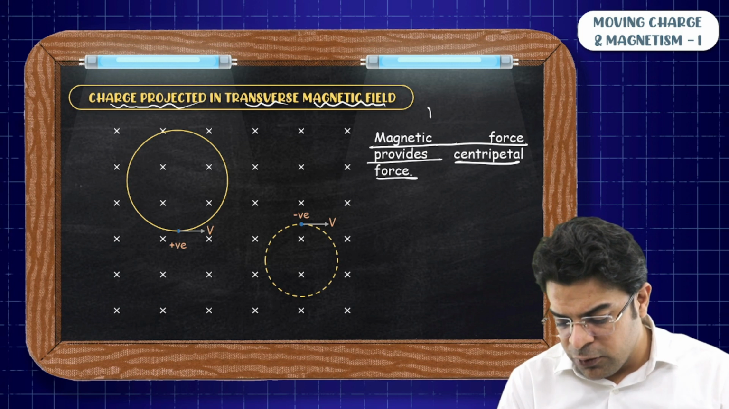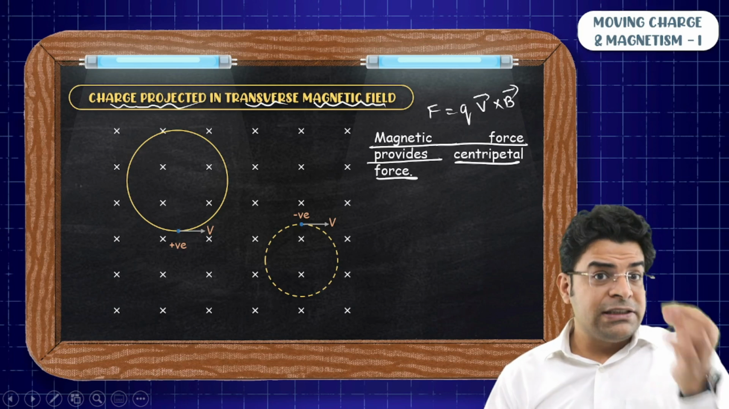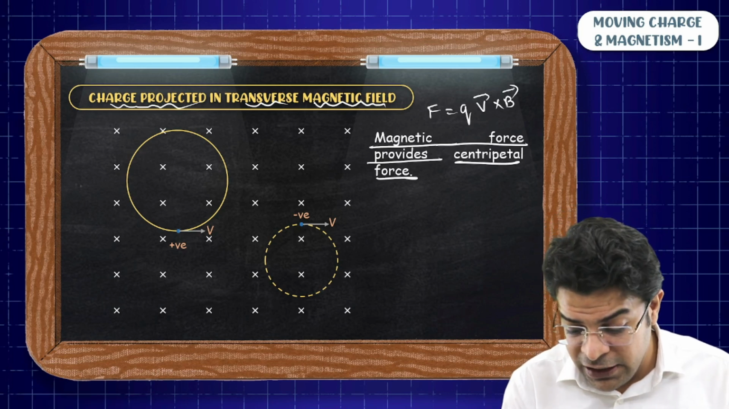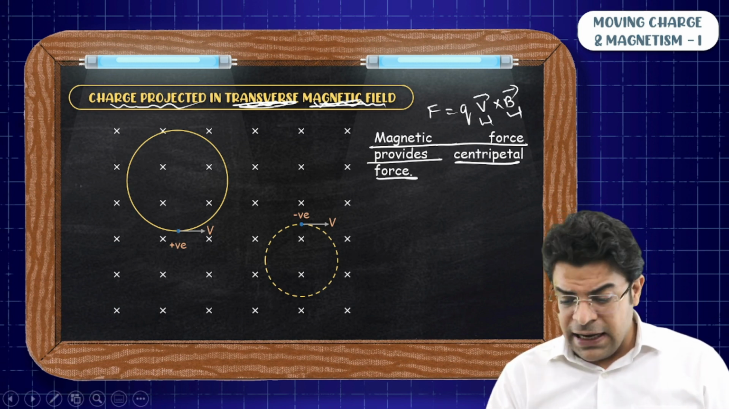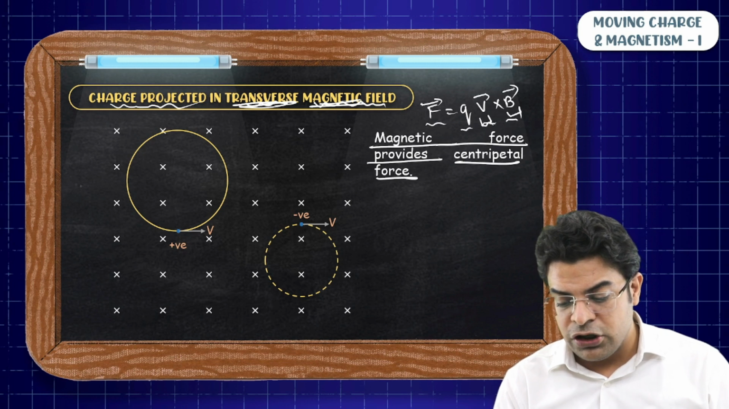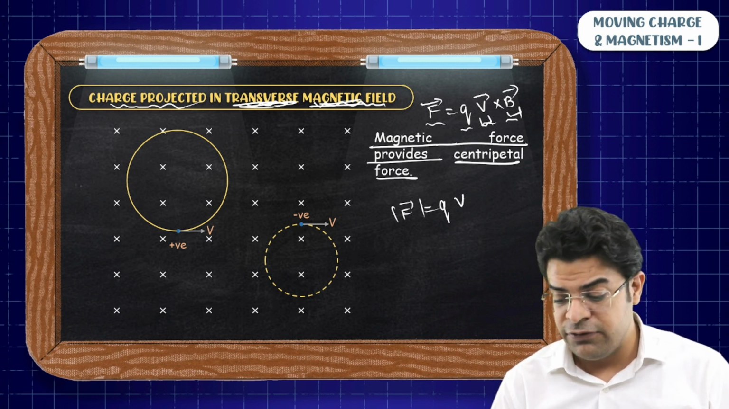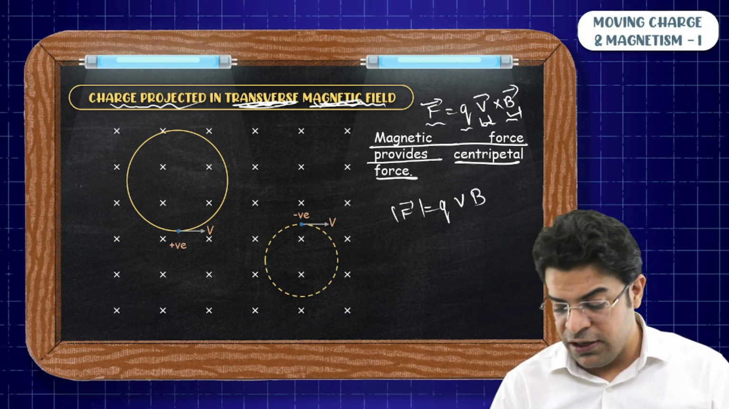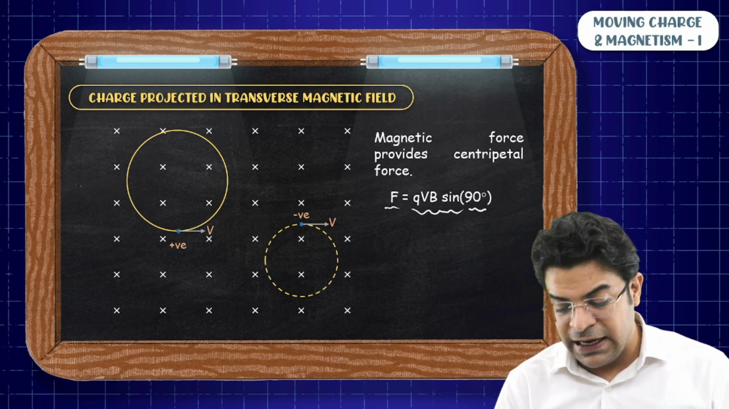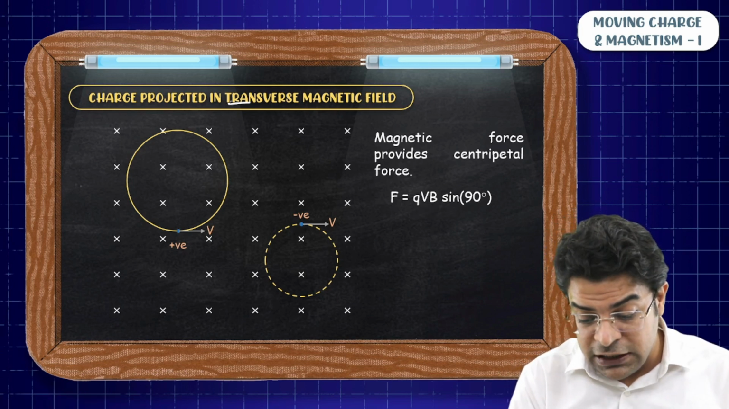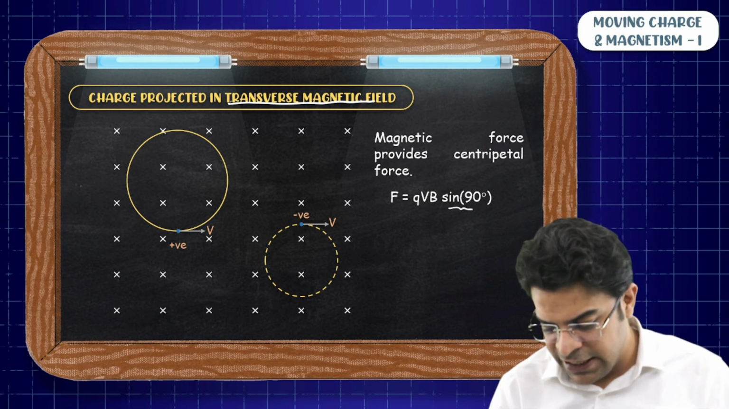We have learned that the formula of magnetic force is F equals q into v cross B. Yes, sir. We are studying the case when the magnetic field is transverse, so the magnetic field is perpendicular to velocity. The magnitude of force equals q into the magnitude of velocity, which is speed, into the magnitude of magnetic field into sine of the angle between them. So F equals qvB sine 90. Since the velocity and magnetic field are perpendicular, the angle between them is 90, and sine 90 is 1.